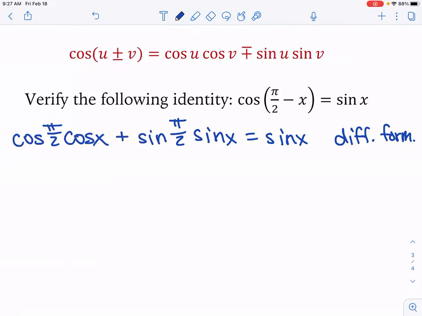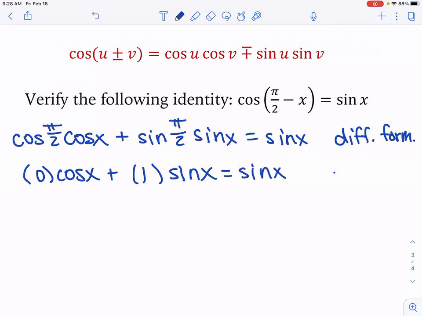Now, I know that most of you can already tell that the sine of x equals the sine of x. But when you are verifying this identity, just like we did in our last example, I need to actually see the steps of what the sine and cosine of pi over 2 are. All right. So what is the cosine of pi over 2? I think it's 0. And the sine of pi over 2 is 1. So I actually need to see this step of you evaluating those two functions before you move on to the next step.